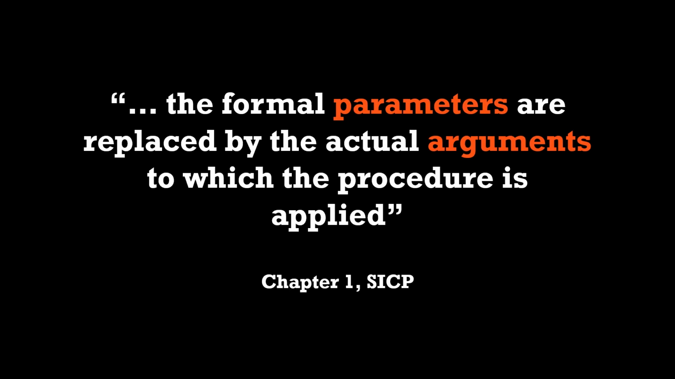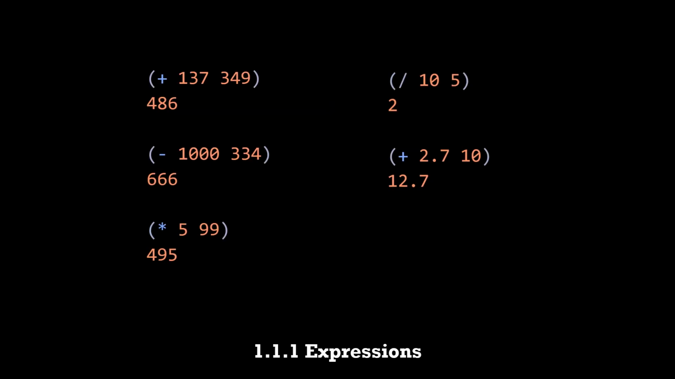The next quote: "The formal parameters are replaced by the actual arguments to which the procedure is applied." I highlighted this quote because I hear a lot of times people use parameters and arguments interchangeably, and they are two distinct things. A function is defined with parameters and it's passed arguments. So a lot of people are probably still going to use these interchangeably, but when we can be explicitly precise, it's better to, because it enables clear communication.